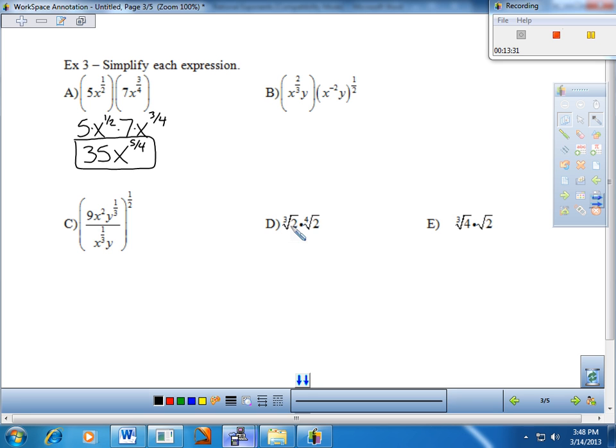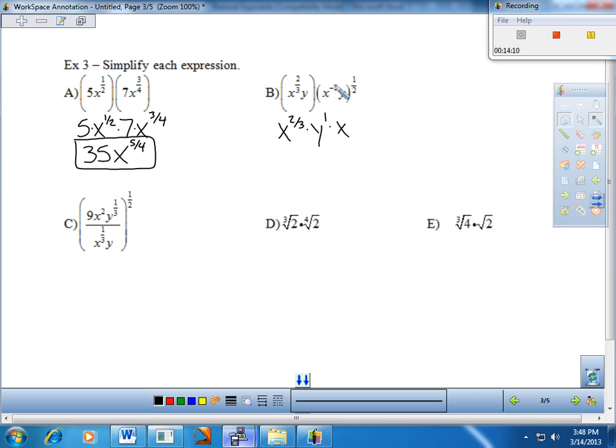Let's do part B. So same deal. It looks like in this one, I'm not really raising this to anything, so I'm going to remove that. I like doing a little y to the first on that one, by the way. And then I do have to remove the parentheses here and apply this raised to the 1/2.